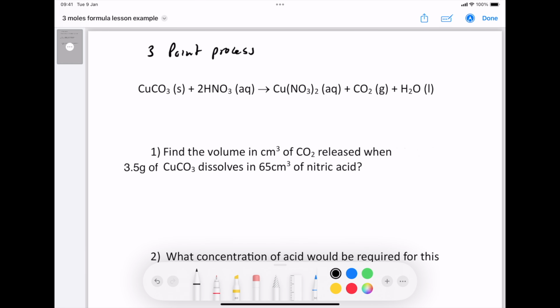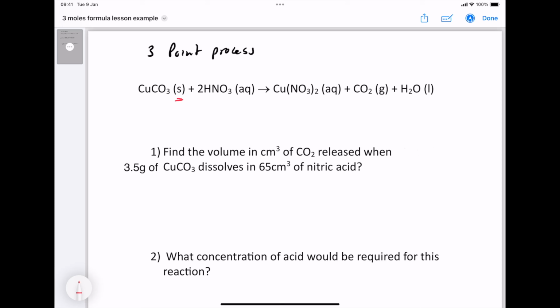If you look at this equation, it's a really simple one. It's just an acid-base reaction, as you can see, an acid-carbonate reaction. But we have the solid state symbol, the aqueous for liquids, and gases, all in one equation. So I think at this point, it would be good to recap what the formulas are.